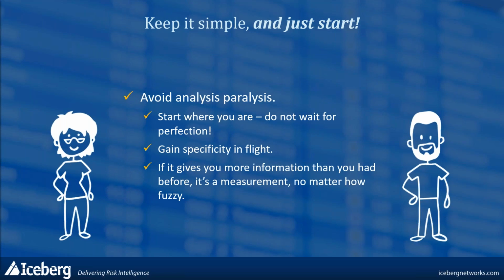Finally, Douglas Hubbard, in his book How to Measure Anything, mentions that no matter how fuzzy the measurement is, it is a measurement if it gives you information you did not have before. So let's use an example.